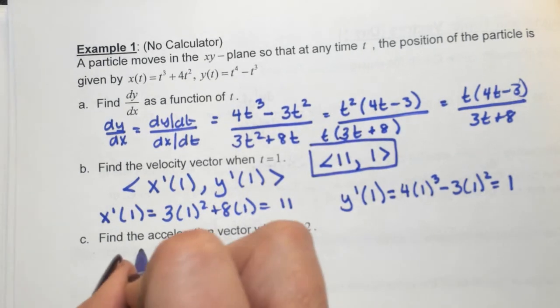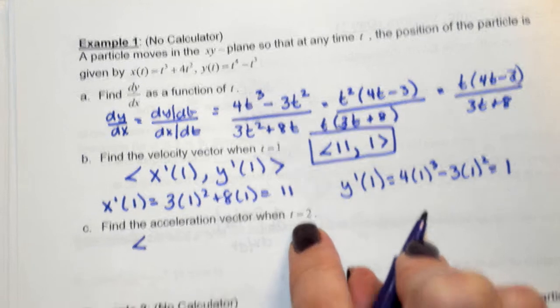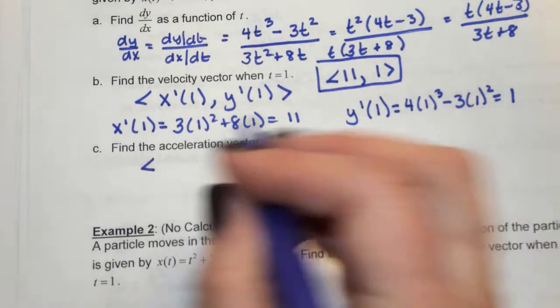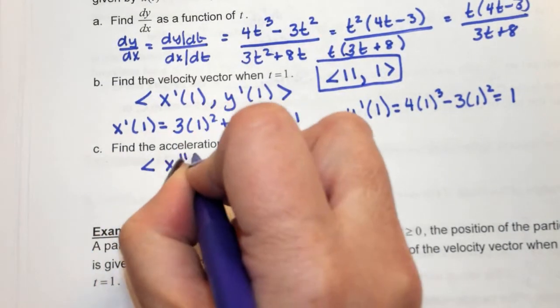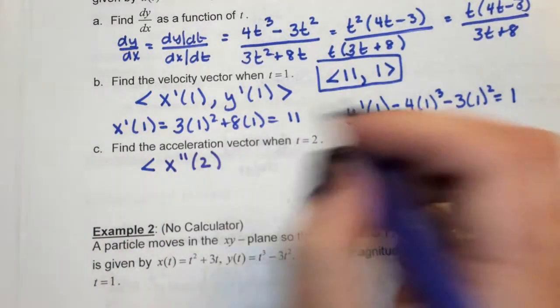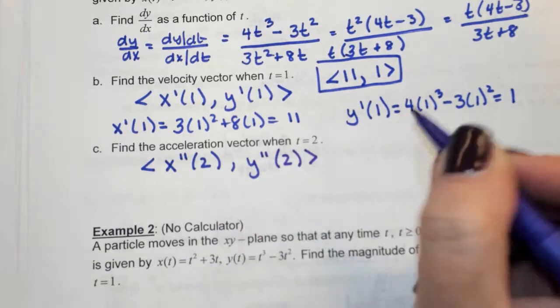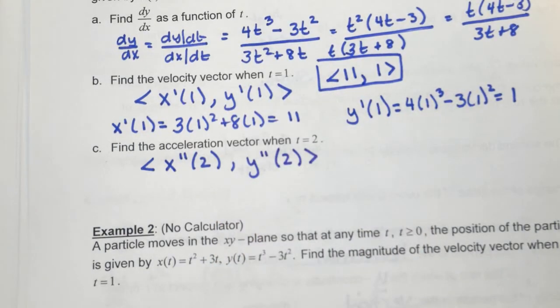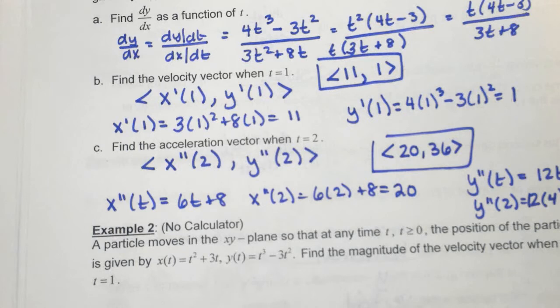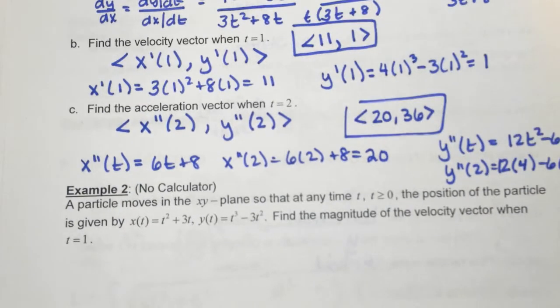Now for my acceleration vector, when t is equal to 2, I have to find the second derivative. I have to find the second derivative for the horizontal component and plug in a 2, and then find the second derivative of the vertical component and plug in a 2. So go ahead and find your acceleration vector for me. Hopefully we came up with 20, 36 as the acceleration vector. Any questions on finding the velocity or acceleration vectors when you're given position?